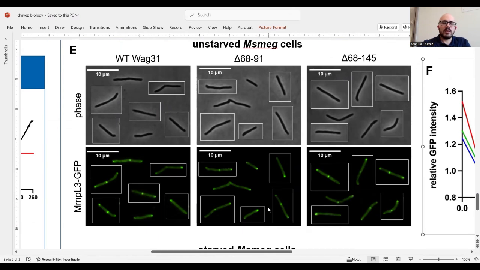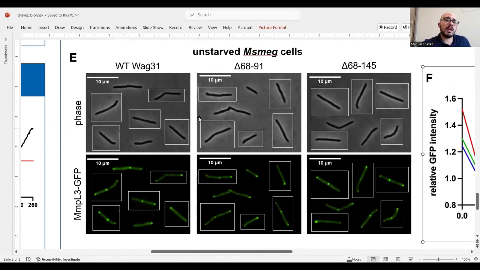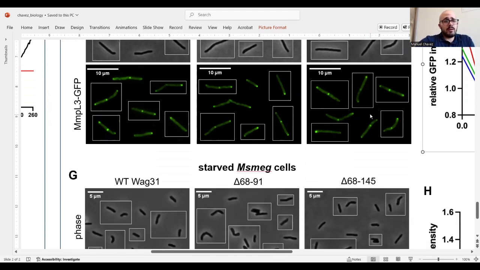Here I'm showing you microscopy images of these mutants with the wild type, normal WAG31 cell, and MmpL3-GFP is used as a proxy for cell division. We see that the mutants are not really much different. We see fluorescence at the poles. We see cell division as we should, even in the mutants. So there wasn't much of a difference there.